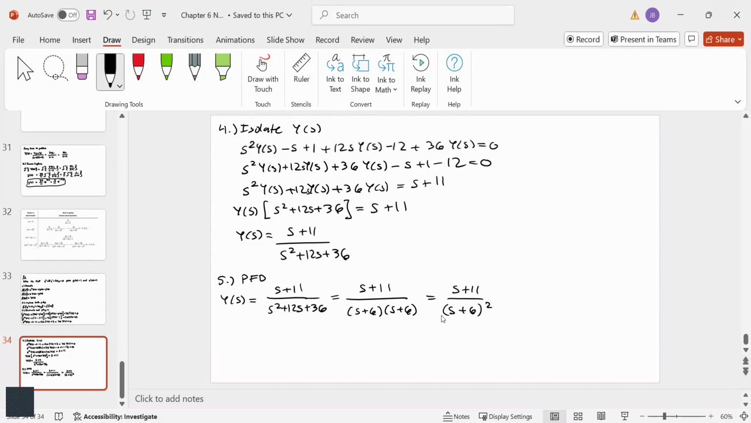So if you're wondering, could I have completed the square and do this? You actually could have completed the square, and you would still get s plus 6 squared because the 36 and negative 36 would have actually canceled each other out. So it would have canceled out perfectly. So we're going to do the setup.